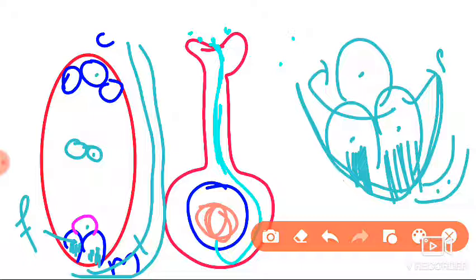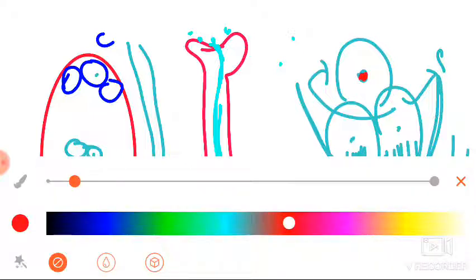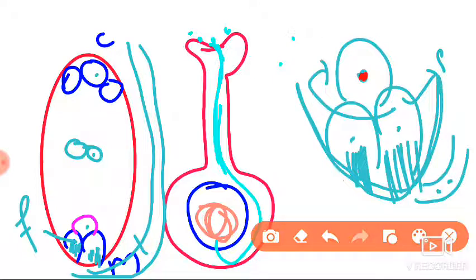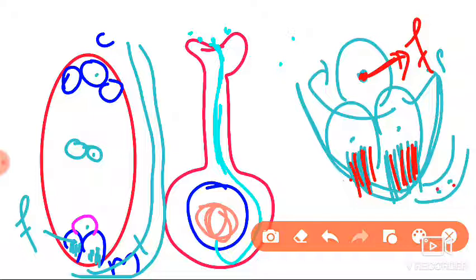The synergid cell will give the guidance for the fertilization, and one of the gametes is going to be fused with the egg cell. This is the first fertilization occurring here. There are 2 gametes, and among these 2 gametes, one is going to be fused with the egg cell.